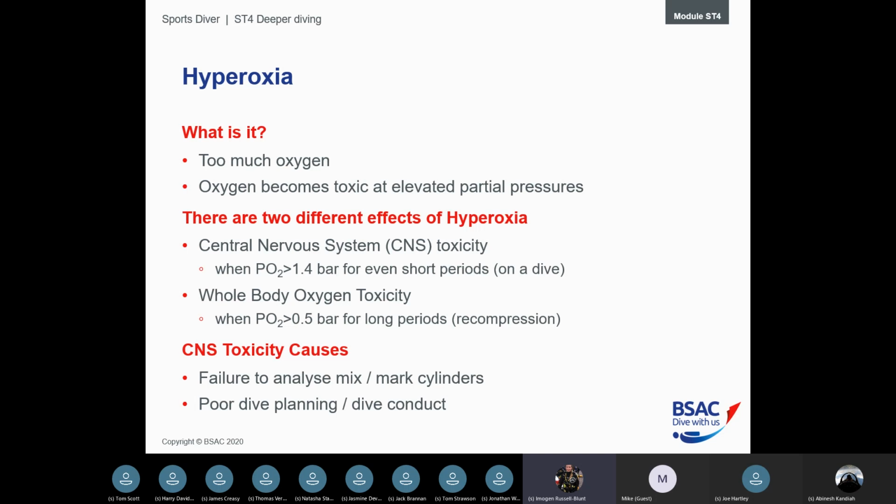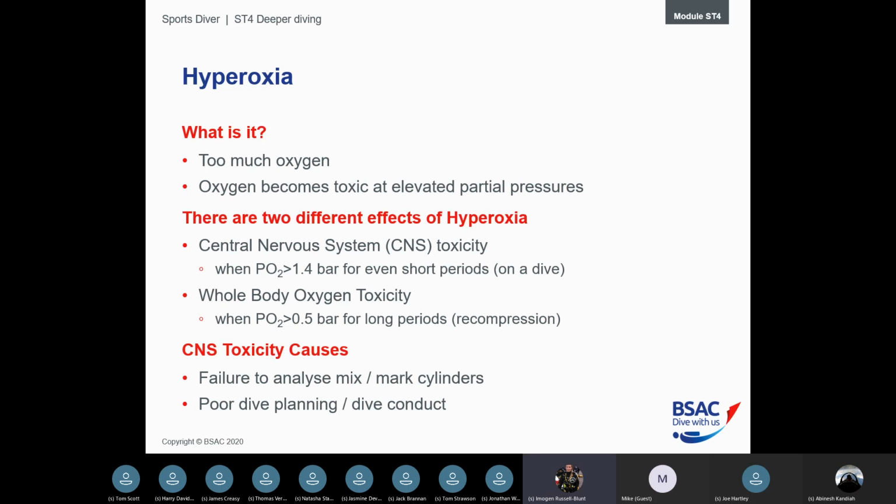The cause of CNS toxicity, what can actually cause that to happen to you, is if you don't analyse the mix. I talked about analysing mixes in a lecture the other week with you guys, and how to use a nitrox analyser: you hold it next to it and it tells you how much oxygen's in the mix. If you don't analyse that properly and you say, oh yeah, I've got 32%, but then actually you've got 33.8% or whatever, something higher, your partial pressure is going to be greater and you're going to think, I've just reached 1.4, when actually you're above that now because you've analysed it wrong.